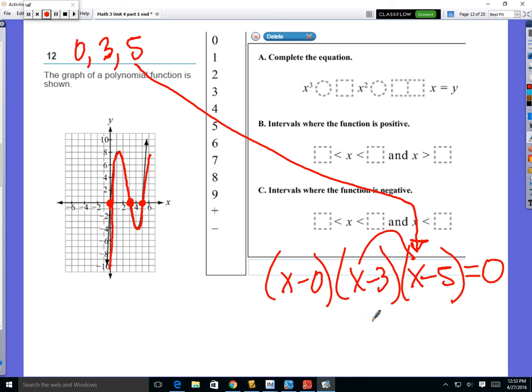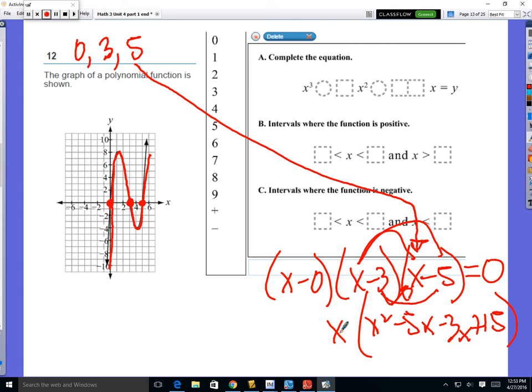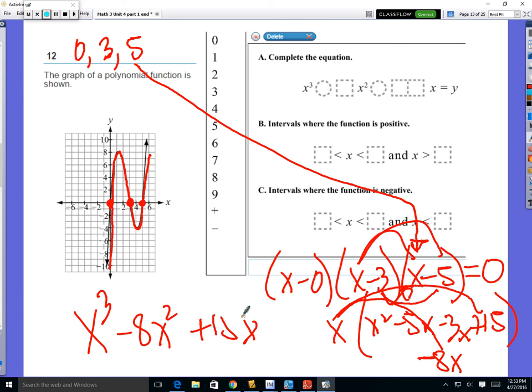It looks like this. Now you got to distribute. So it's going to be x times x is x squared. X times minus 5 is minus 5x. Minus 3 times x is minus 3x. Minus 3 times minus 5 is plus 15. But then you got to times that by x. So x times x squared is going to be x cubed. A minus 5x and minus 3x is really a minus 8x. So if you times that by x, it's going to be minus 8x squared. And if you times the x to the 15, it's going to be plus 15x. So x cubed minus 8x squared plus 15x. That's the equation.